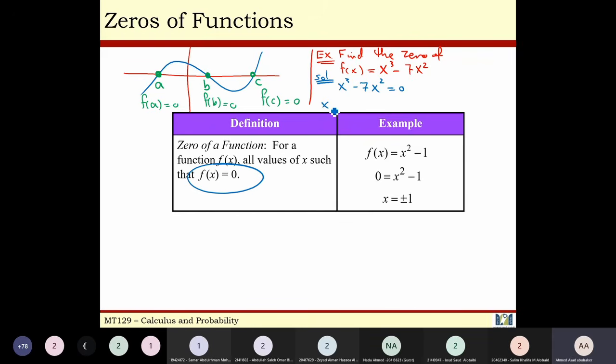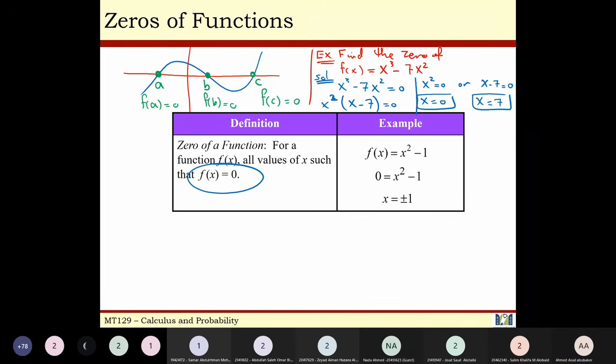Now we can take x squared as common factor. So we have x minus 7 equals 0. Now we have x squared equals 0 or x minus 7 equals 0. Take the radical for x squared, so we have x equals 0 and x equals 7. This is two values of x. If we substitute 0 in f of x or substitute 7 in f of x, the function equals 0.